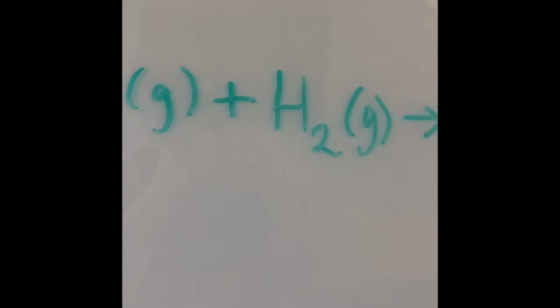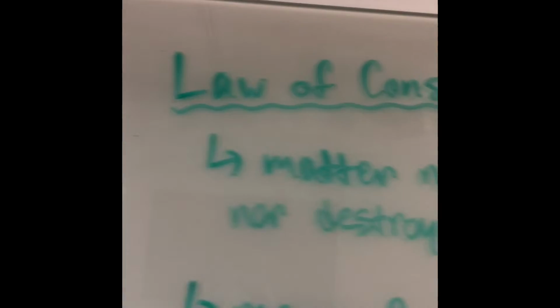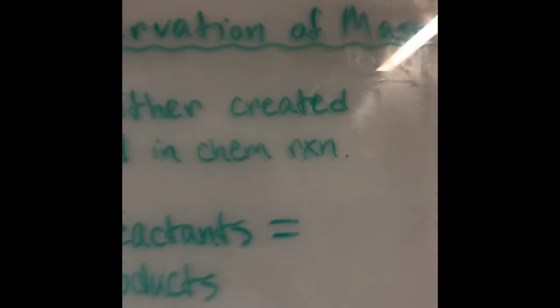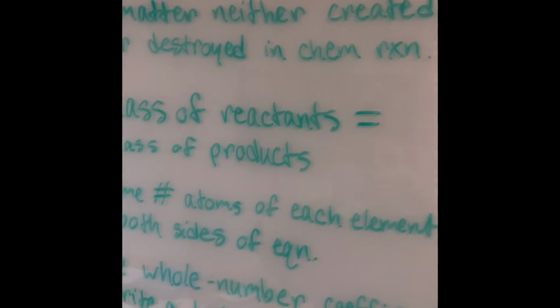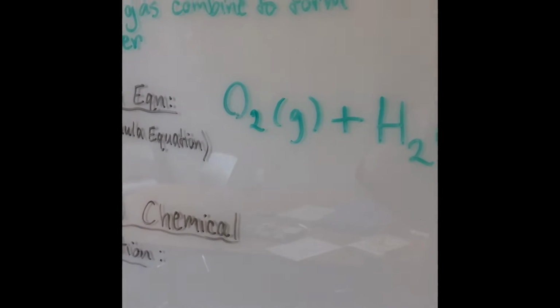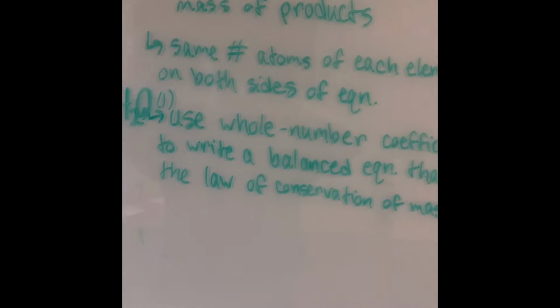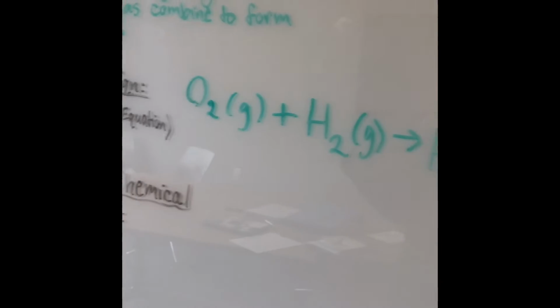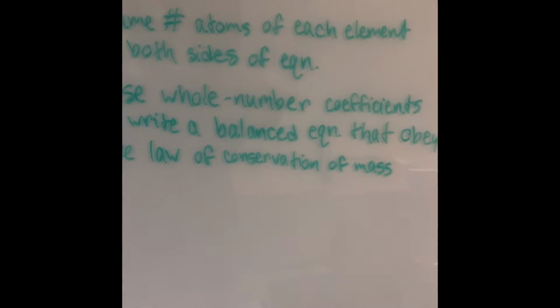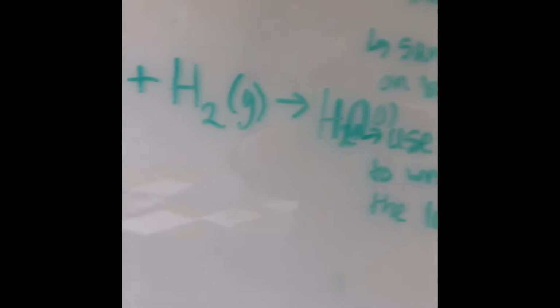Next, we're going to balance the equation. Notice there are 2 oxygens and 2 hydrogens on the reactant side of the equation, while there are 2 hydrogens but only 1 oxygen on the product side. And according to the law of conservation of mass, matter is neither created nor destroyed in a chemical reaction. So the mass of the reactants has to equal the mass of the products. In our skeleton equation here, there's not the same number of oxygens on either side of the equation. In order to fix this problem, we use coefficients written in front of the substances to get the same number of atoms of each element on either side of the equation.